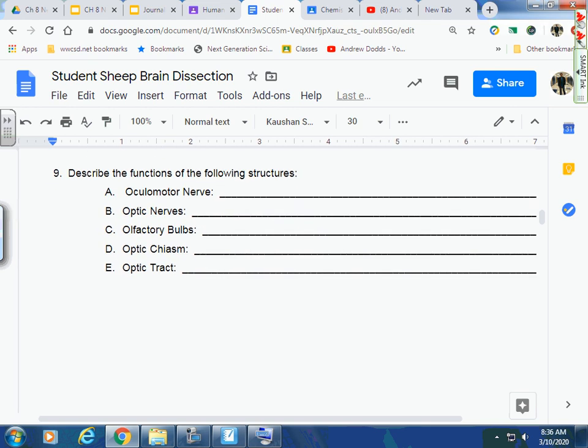And then the optic chiasm is for visual info crossing over. So this allows both hemispheres to work together in terms of what we're seeing. And then the optic tract carries visual info back to the visual cortex, where that information is processed.